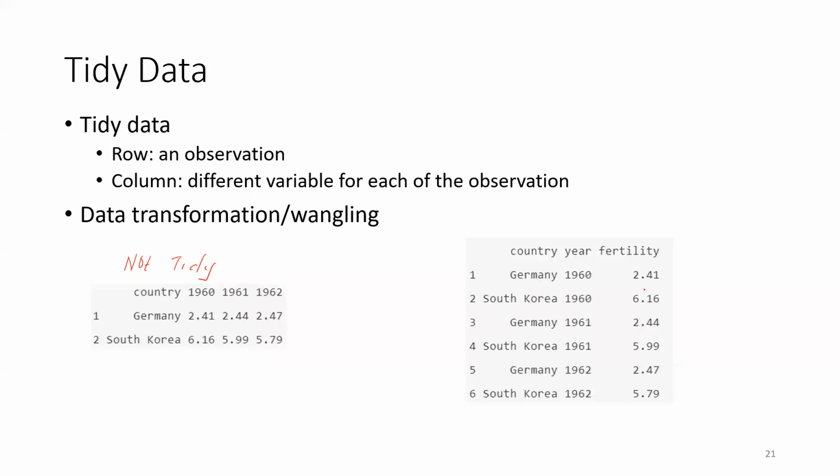As you can see here, this is tidy data. Each row represents a single observation. For Germany in 1960, this is the fertility. Then the second row represents the fertility of South Korea in the year 1960. And you can see each column represents a different variable: the first column, country, then year, and fertility. So eventually you are going to be looking more into what other things we can do with a data frame.